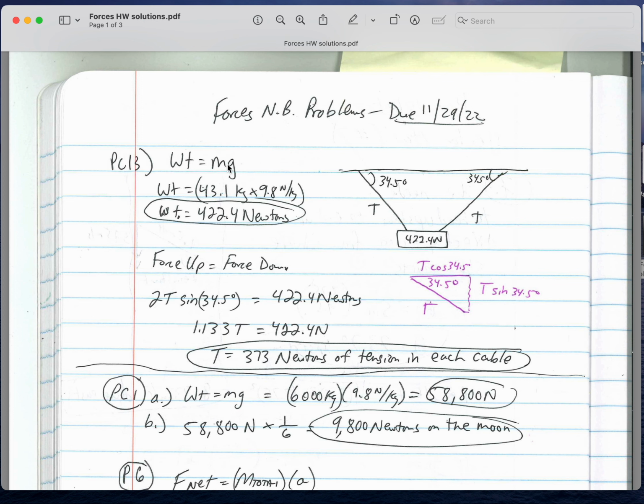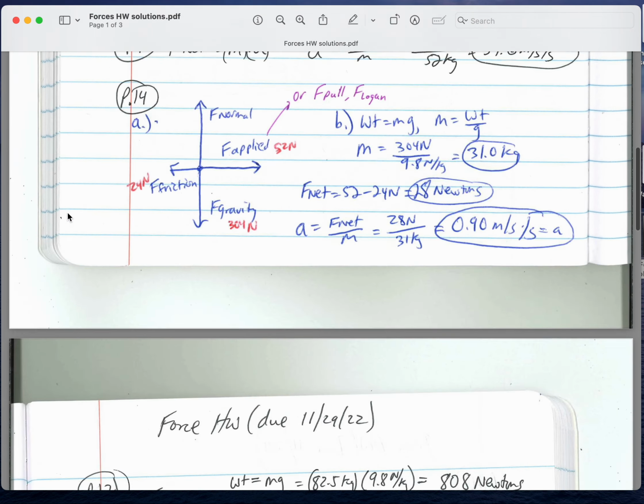Solutions to the Force notebook problems or homework problems that are due November 29th. Remember, we got a test coming up Friday, December 2nd, and I think that'll be helpful to have that.